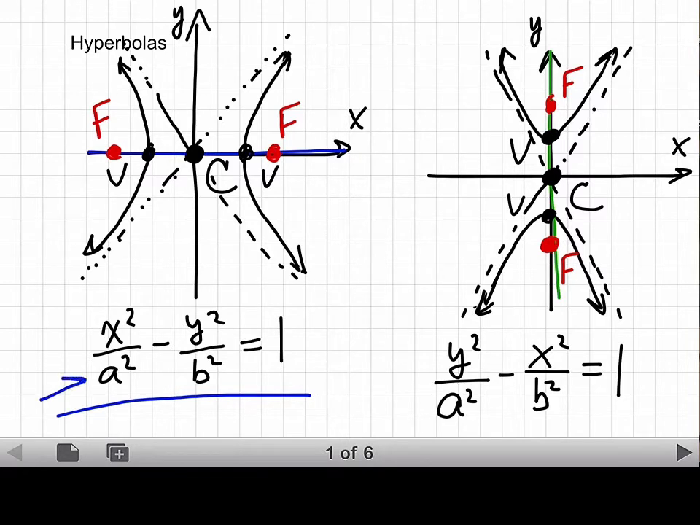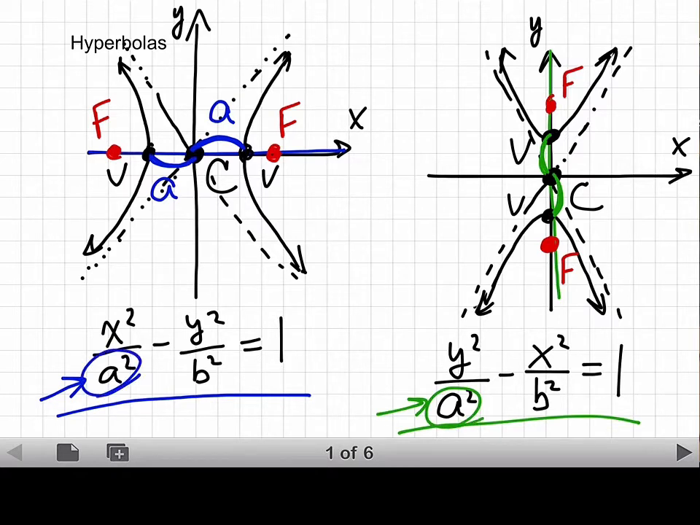Considering the equation x squared over a squared minus y squared over b squared equals 1, the a squared that's under the x squared gives us the distance between the center and the vertex. That is to say, the distance between the center and the vertex is the letter a, or the number a. And that's going to be to the left and to the right in the case of a horizontally oriented hyperbola. In the other equation, y squared over a squared minus x squared over b squared equals 1, the a has the same function. It's still the distance between the center and the vertex. So we're going to take the square roots of those numbers in the denominator to find the distance between the center and the vertex.